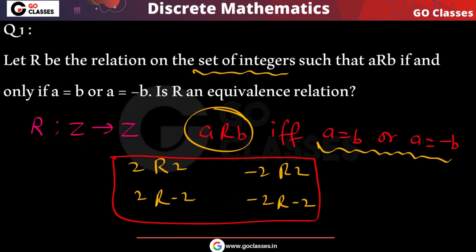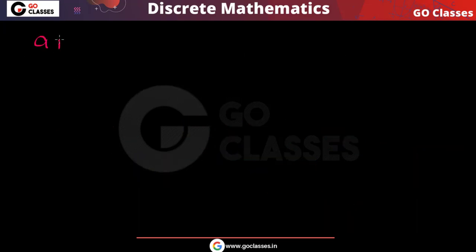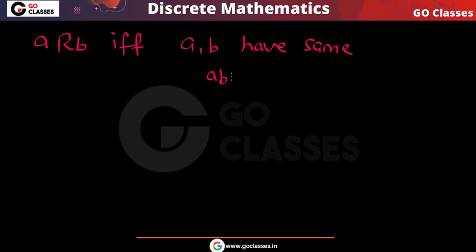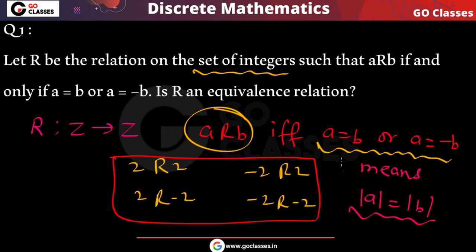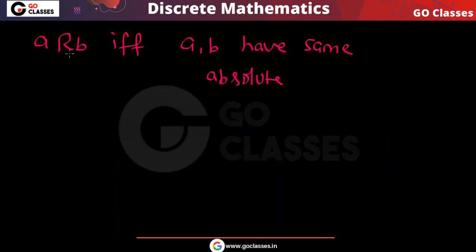So basically I can say that A is related to B. What this means is that the absolute value of A is equal to the absolute value of B. So I can say that A is related to B if and only if A comma B have the same absolute value. Absolute value means without sign. So remove the positive or negative sign, and then I can say A is related to B if and only if A comma B have the same absolute value.